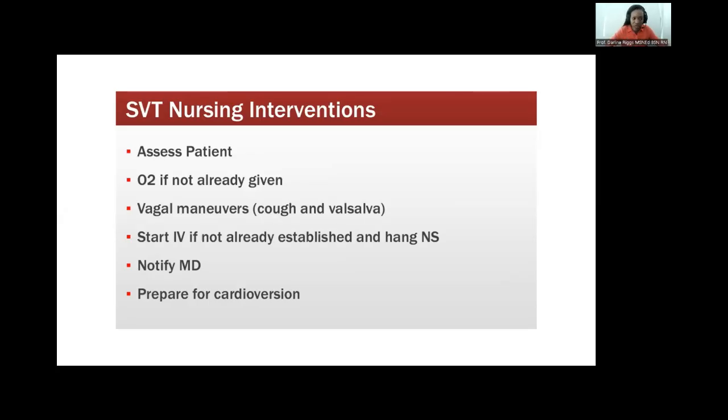Of course, I sound again like a broken record. Assess your patient, put oxygen on. Then we can do the vagal maneuver. Cough for me real hard, Mrs. Jones, and bear down. If they don't have an IV, put the IV on. Start that normal saline. Then call the physician. And we also prepare for cardioversion in case we need it.